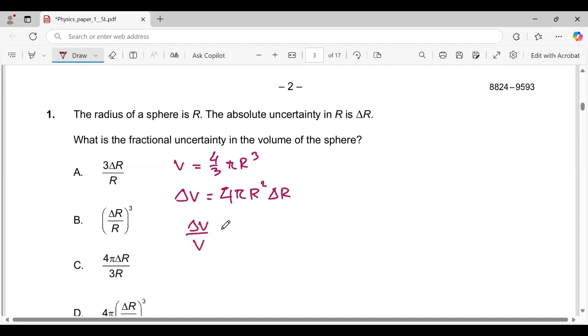So if we find the fractional uncertainty, delta V over V, it is 4 pi r squared over 4/3 pi r cubed, times delta r. And it's going to be 3 times r squared over r cubed, which is 3 delta r over r. So the solution is this one, A.